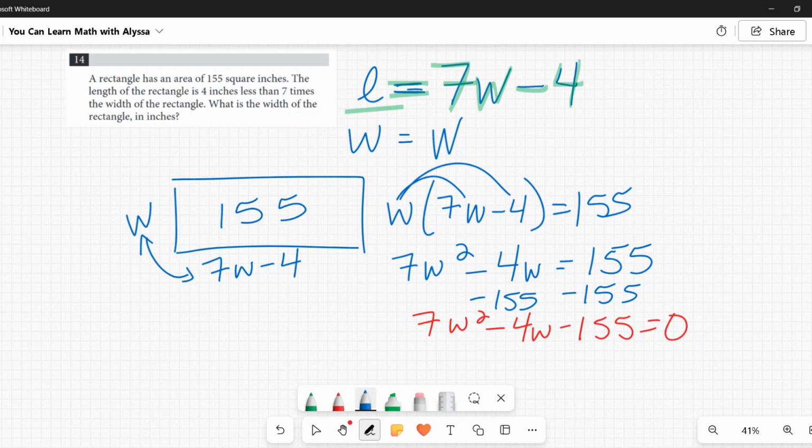To solve this by factoring, if you're curious, you would need to multiply those together. So you'd multiply 7 times negative 155. And then with that monster of a number, which is going to be over 1,000, you're going to have to look for factors that multiply to that number, but then add to negative 4. What is that? 7 times 155. Let's see. 700, 50, 1,085, I think. Correct me if I'm wrong there. So I think it's 1,085. So you'd want numbers that multiply to negative 1,085, but add to negative 4.